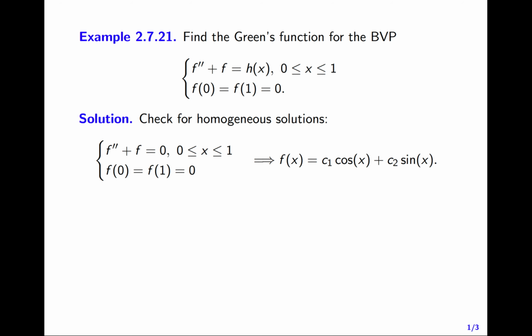First, that homogeneous ODE f double prime plus f equals 0 forces f to have the form f of x equals c1 cosine of x plus c2 sine of x for some constants c1 and c2. The boundary conditions: f of 0 has to be 0. That tells us that since f of 0 equals c1, we need c1 to be 0. And then we need 0 to be equal to f of 1. But now f of 1 is just c2 times sine of 1, since c1 is 0. And so that forces c2 equals 0. So indeed, the only solution to the homogeneous version of the BVP is the trivial solution f equals 0.